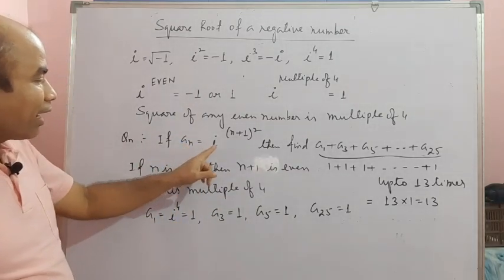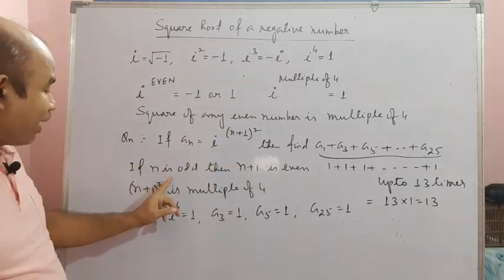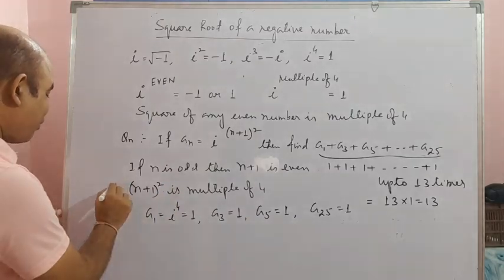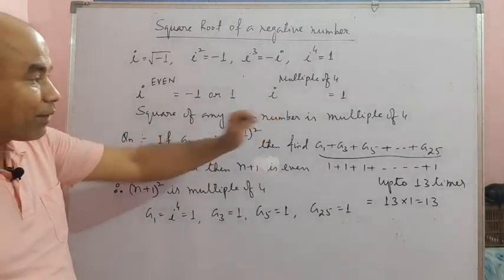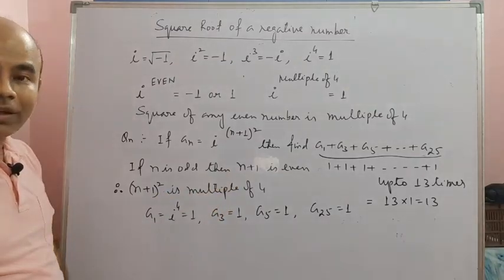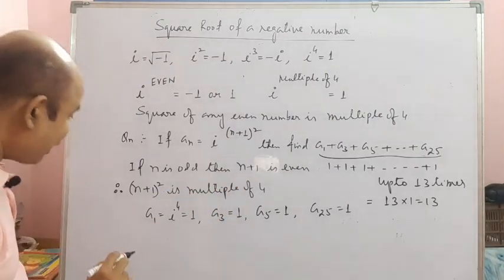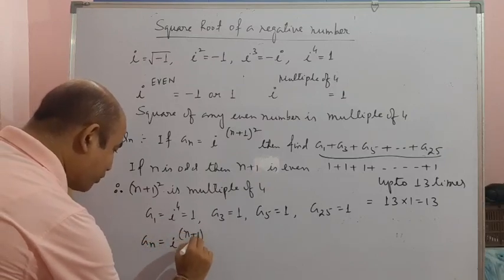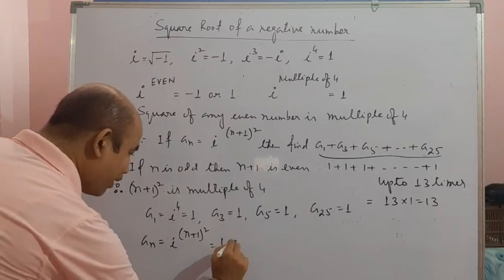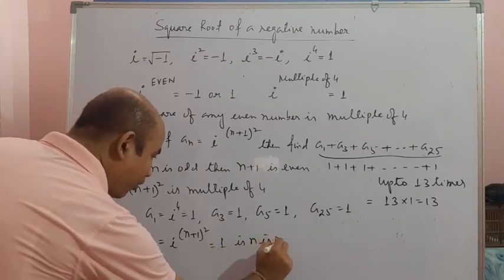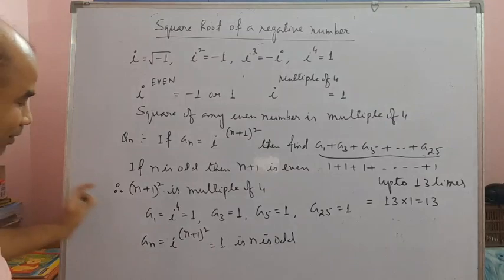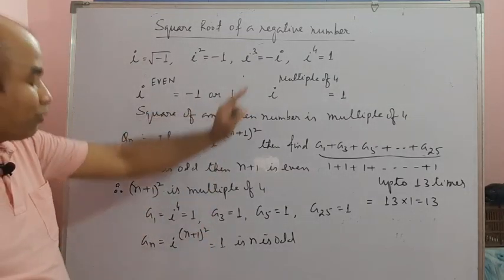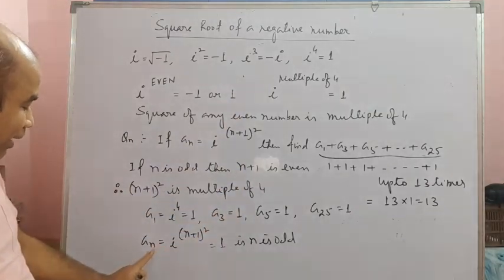Because an was i to the power (n plus 1) whole square. So if n is odd, then n plus 1 is even, and the square of any even number is a multiple of 4, so n plus 1 whole square is a multiple of 4. So I can say that an equals i to the power (n plus 1) whole square, where i to the power multiple of 4 is 1 if n is odd. So if n is odd, then it is always 1.